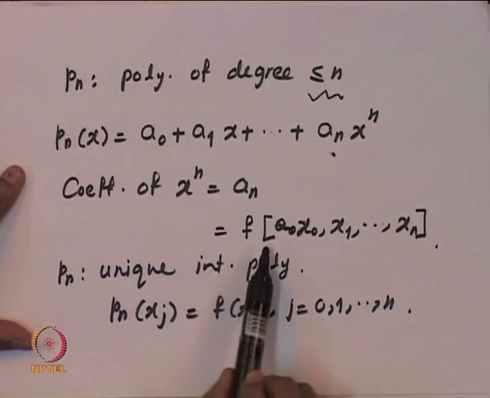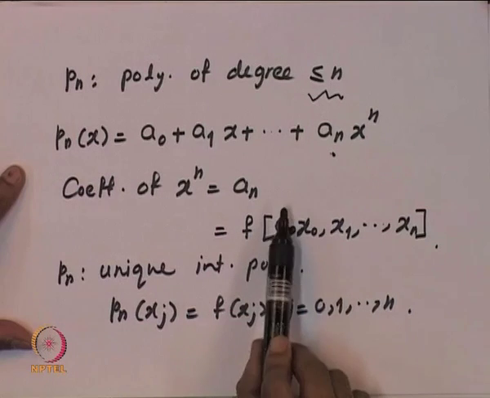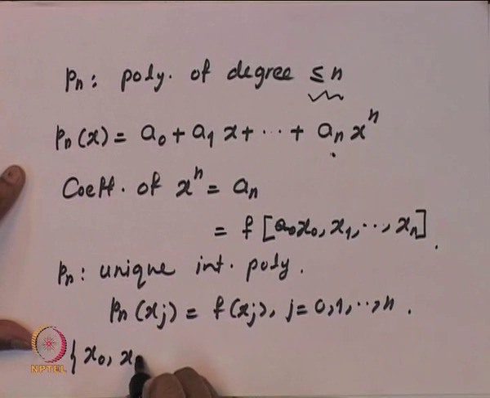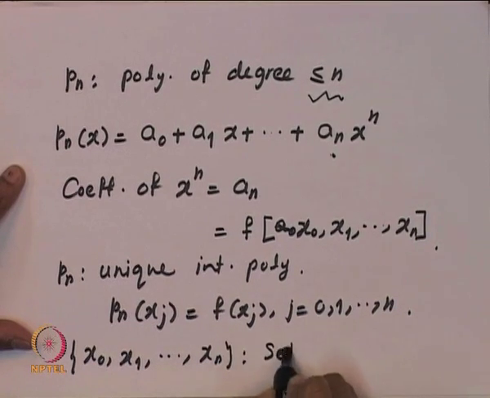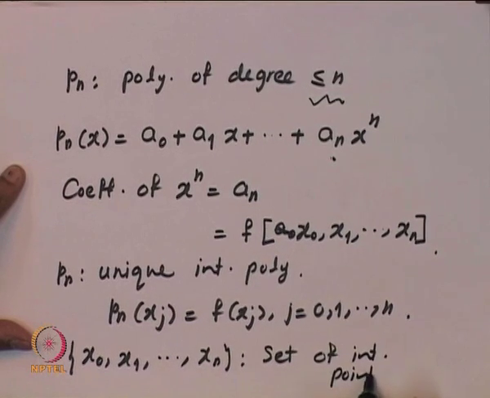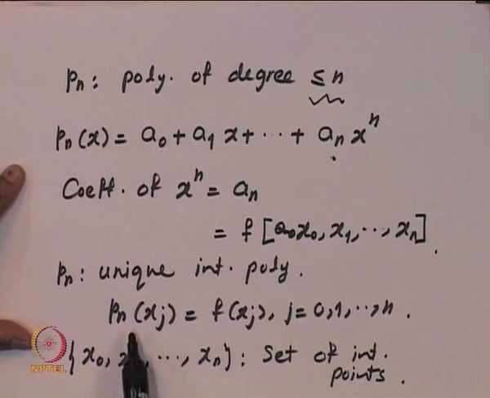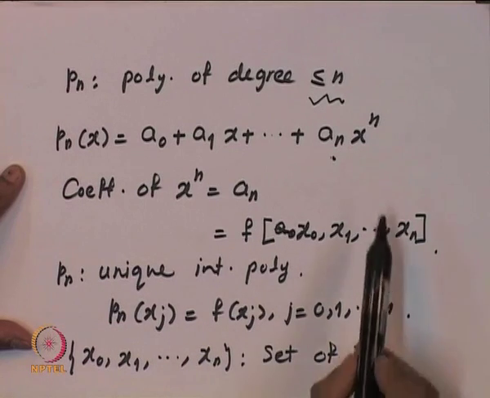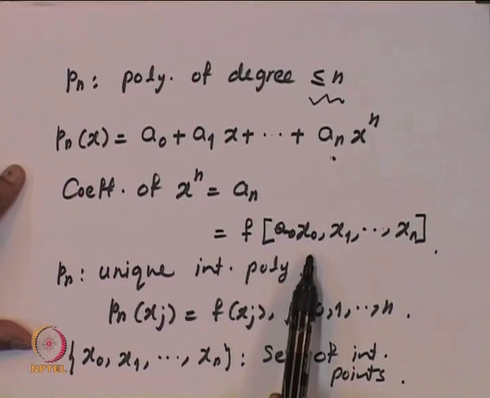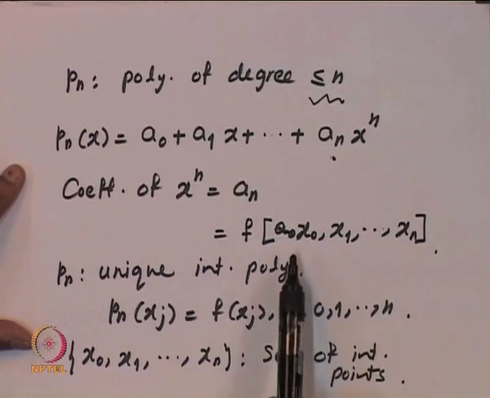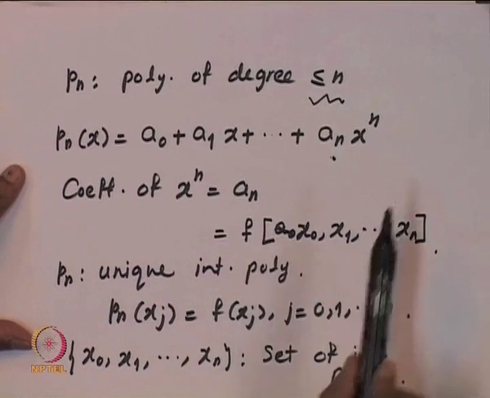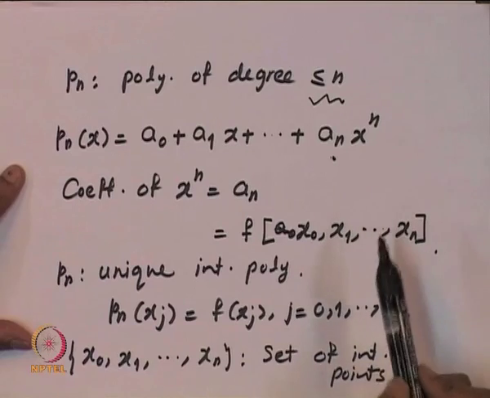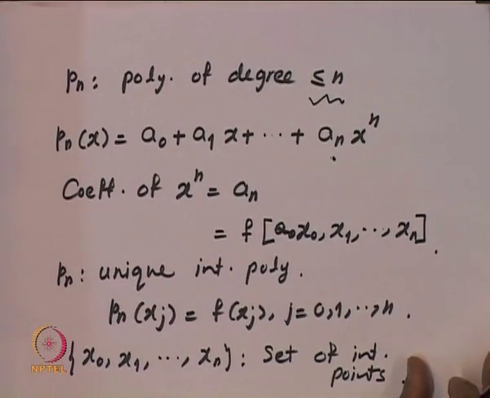Now, if you look at this definition of divided difference, what matters is the set of interpolating points x 0, x 1 up to x n, but the order of x 0, x 1, up to x n is not important. Collectively, we have to look at the interpolating polynomial, whatever is the coefficient of x raised to n, that is our f of x 0, x 1, up to x n. If our function f is a polynomial of degree m, which is less than n, then we have seen that f is equal to p n, and then the divided difference will be 0 for this function, which is a polynomial of degree m.